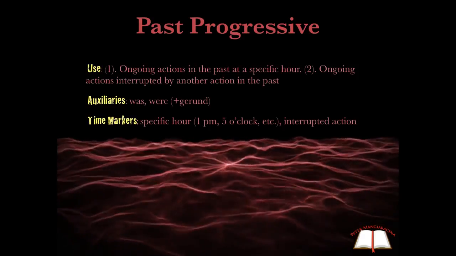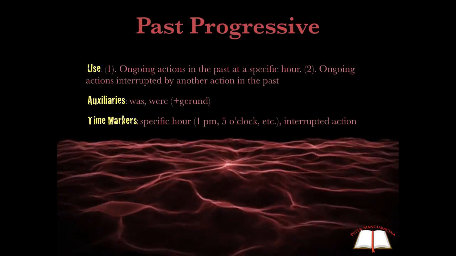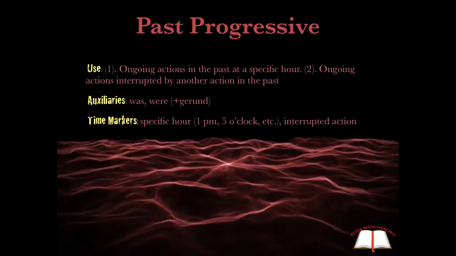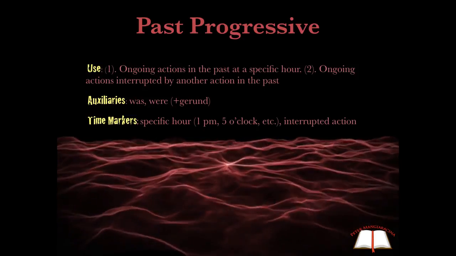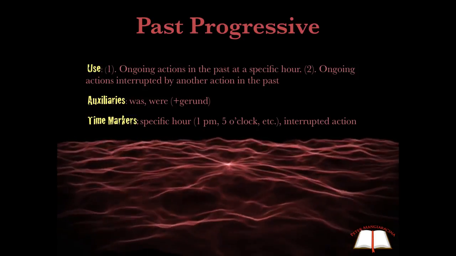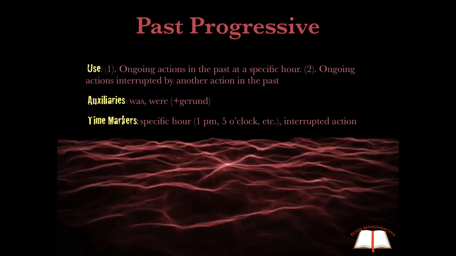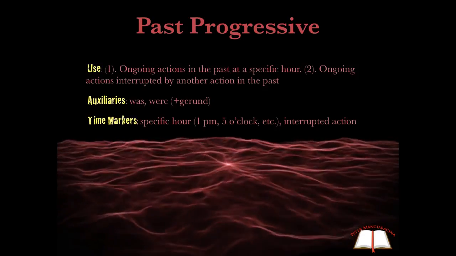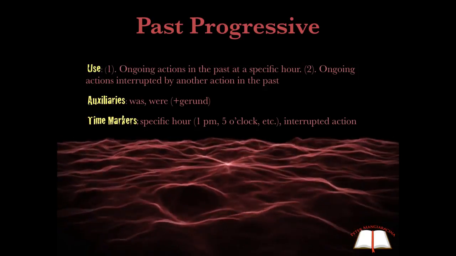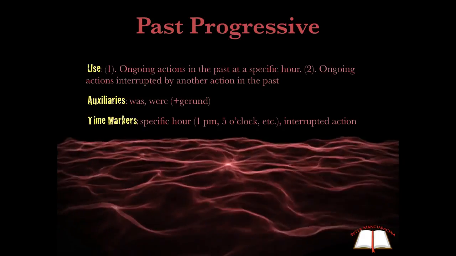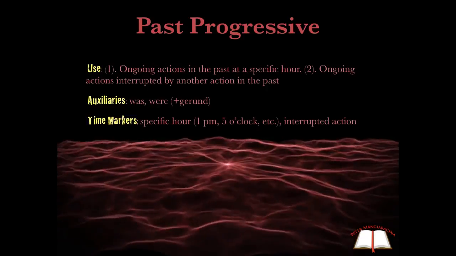The auxiliaries for the past progressive are the verb to be conjugated in the past for the particular person. I was, you were, he, she, it was, and were for all of the plurals, plus a gerund. I was going, you were going, he was going. The time markers for the past progressive are a specific hour in the past, 1 p.m., 5 o'clock, etc., or some action that interrupts an ongoing action in the past.